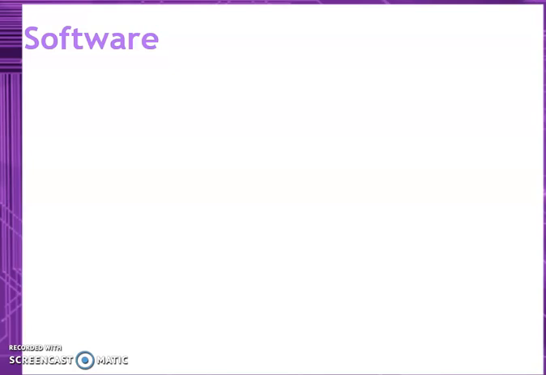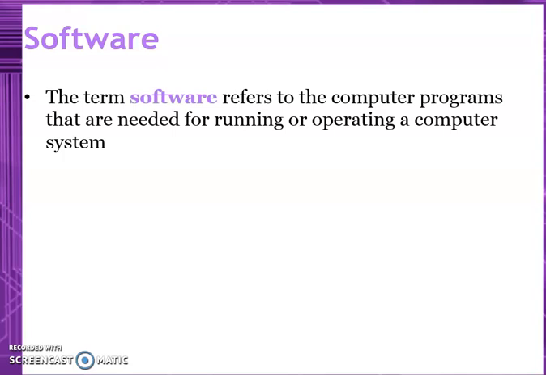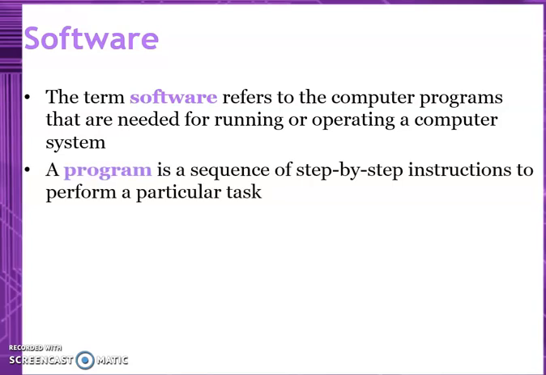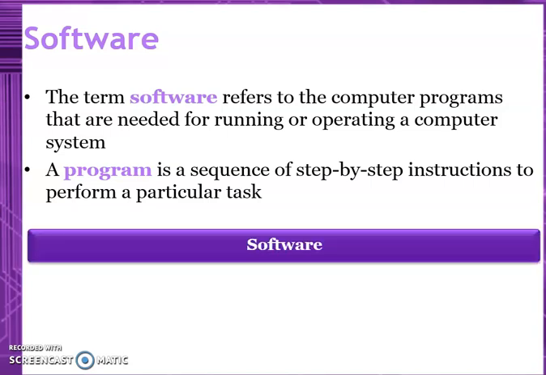Now it's time to move towards the software. The term software refers to the computer programs that are needed for running or operating a computer system. As I already said, all the things depend on the software. Software is the computer program. And what is a program? A program is a sequence of step-by-step instructions to perform a particular task.